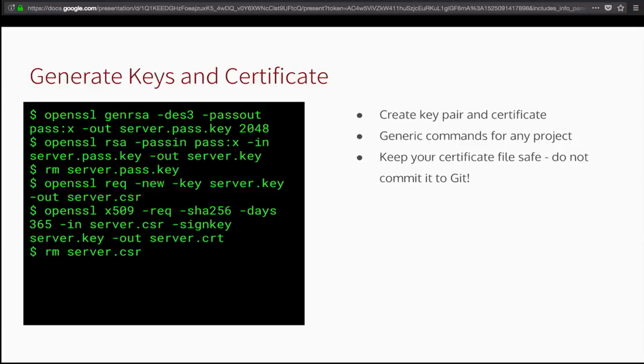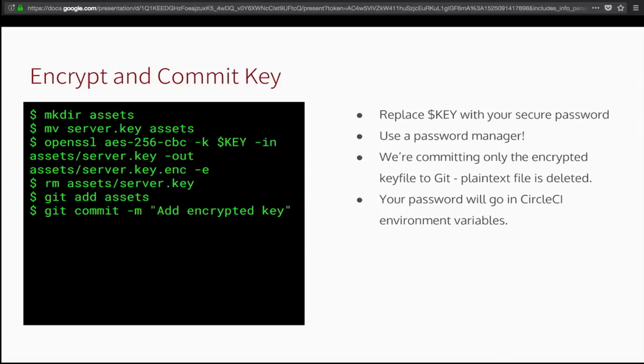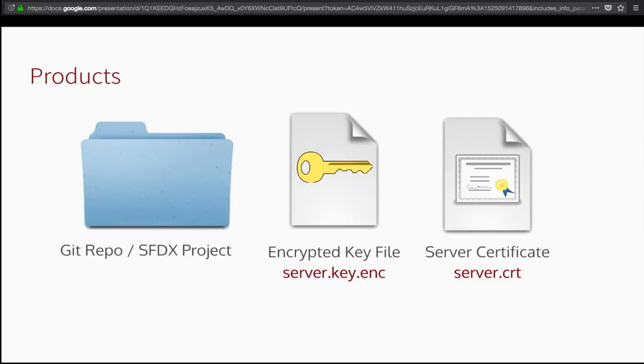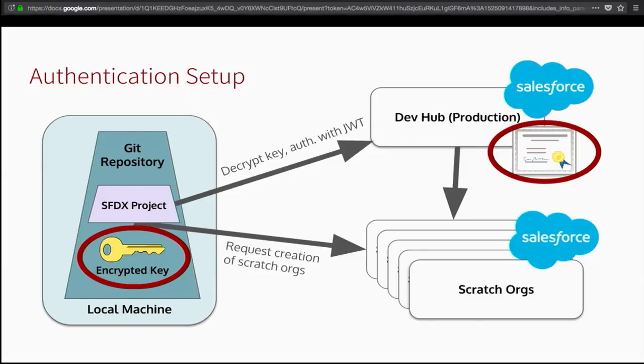But what we're doing here at a conceptual level is we're building that authentication connection where we can get to our production Salesforce safely with no human intervention. The outcome of this process, after we encrypt that key file and commit the encrypted version only, not the plain text version, to our Git repository, is we've got a Git repository, it contains a Salesforce DX project, and it also contains an encrypted key file. Lastly, we've got a server certificate file, server.crt, that we're going to hang on to, because the next thing we're going to do is tell Salesforce, the other end of this connection, how we're going to be authenticating. So these are the things circled in red that we've got as a result of this process here.